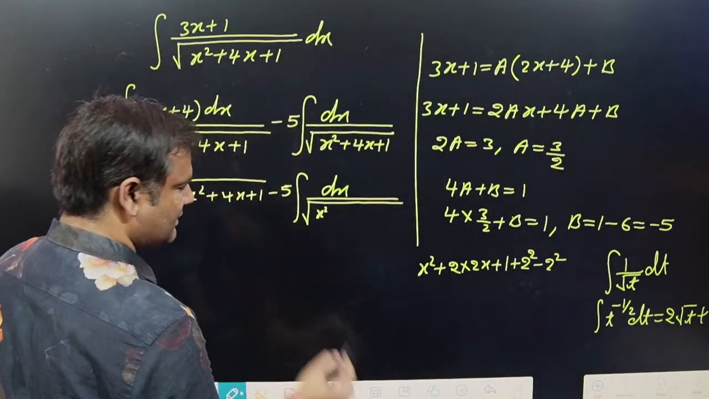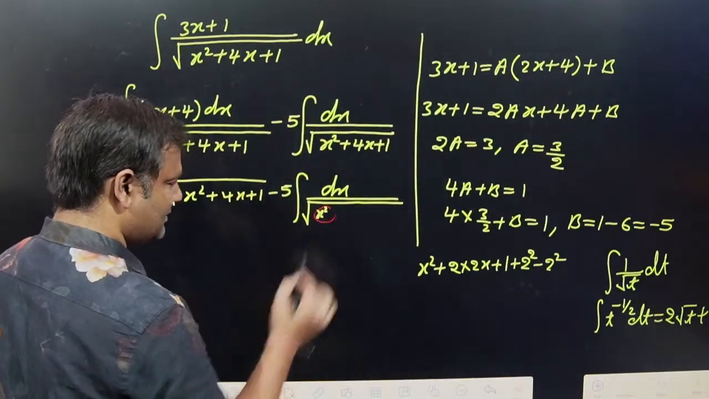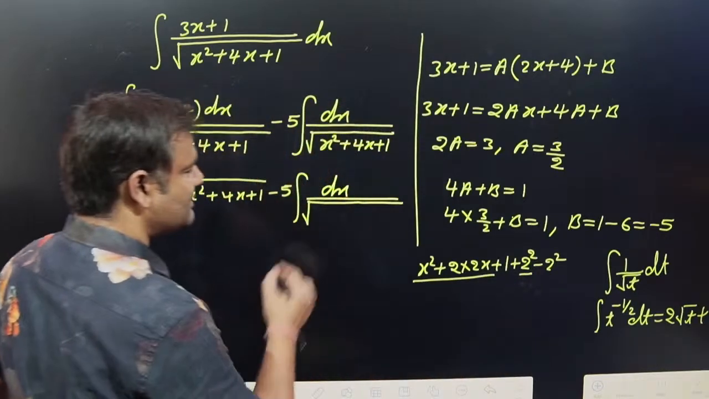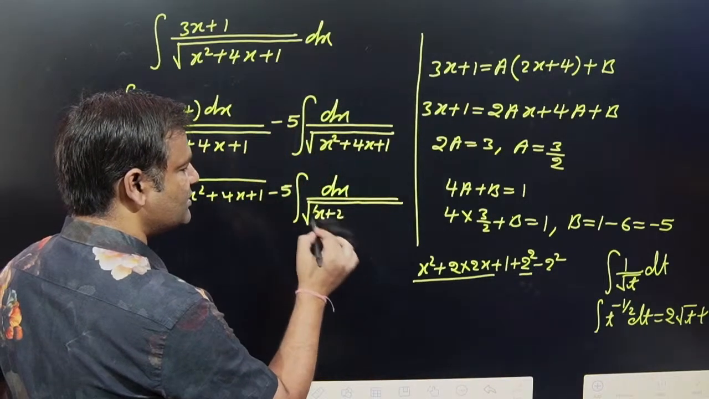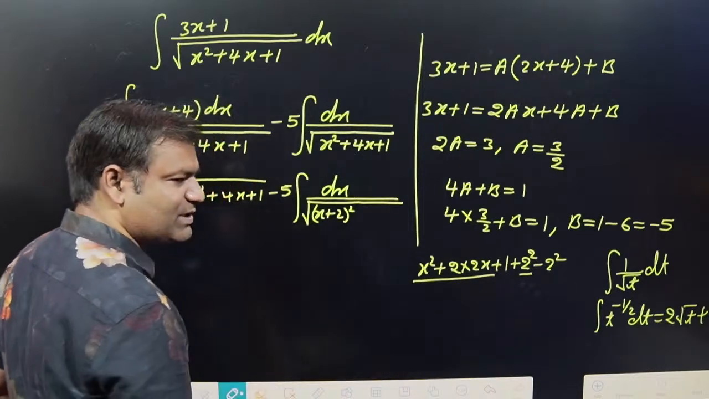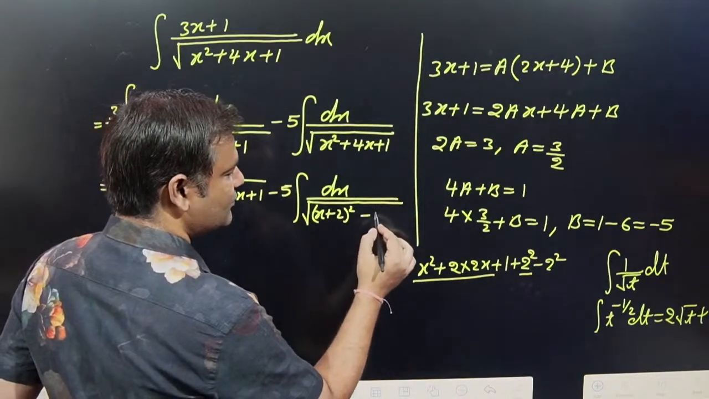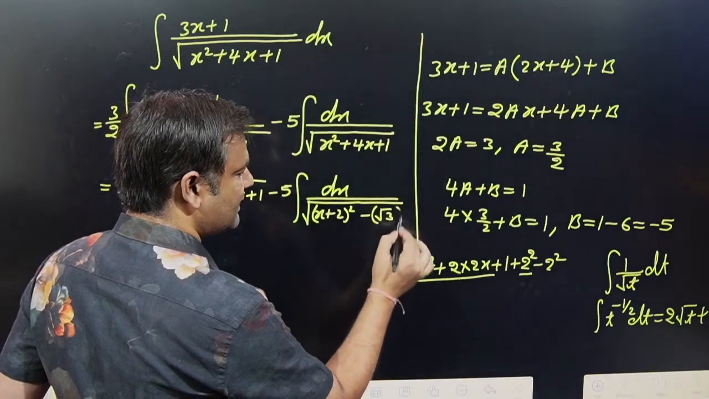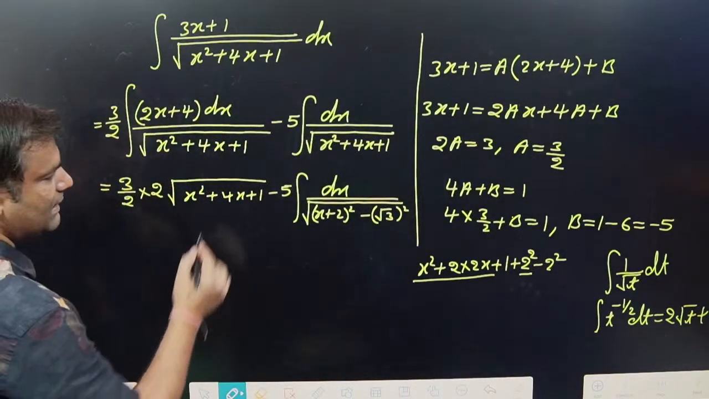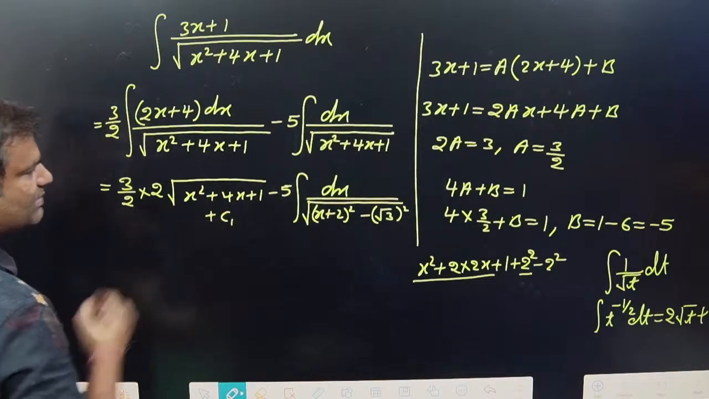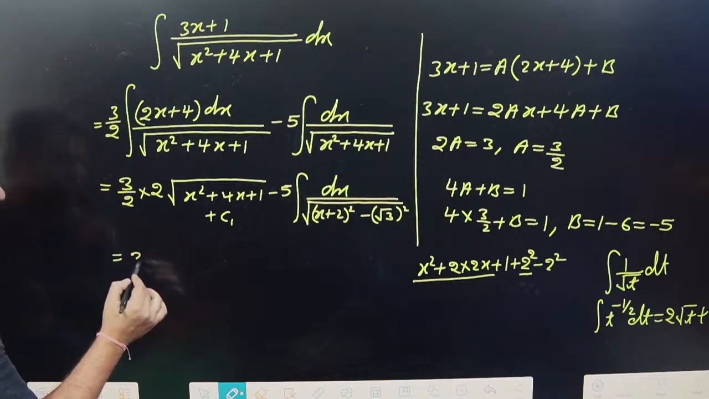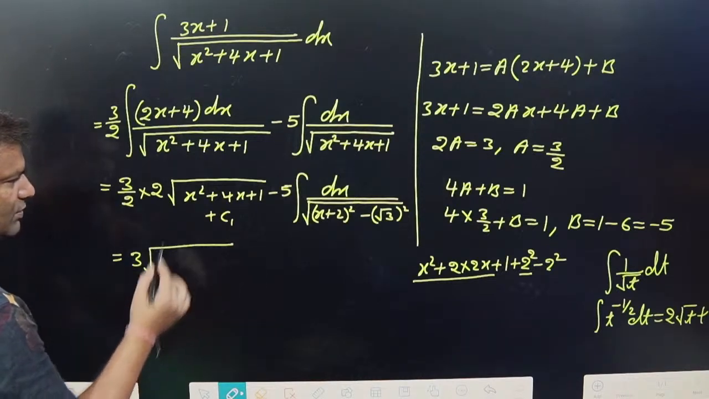Then you can say that this one plus this one is x plus 2 to the whole square. And here 4 minus 4 plus 1, that is 3. So root 3 to the whole square. And a new constant c1 corresponding to that one. So the 2 cancels and simply we got 3 under root x square plus 4x plus 1.